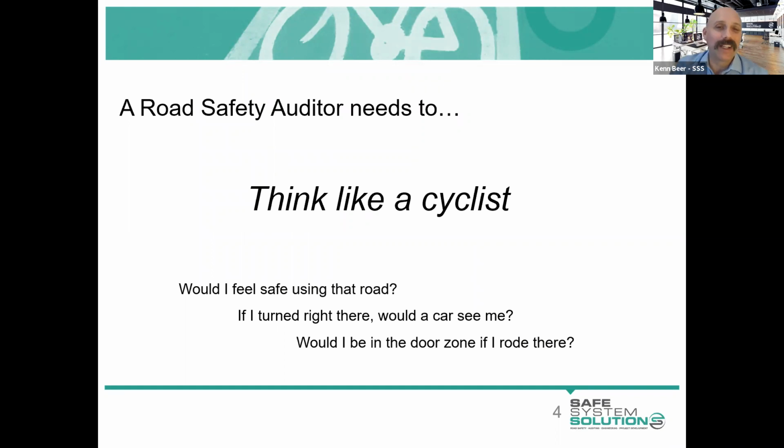So a road safety auditor really, I suppose, needs to think like a cyclist. How is a cyclist going to use this new facility or this existing facility? Would you feel safe riding that? If you turned, would drivers be able to see? Am I going to be riding in dooring zones and these sorts of things? So you want to put yourself in the saddle. As we talked about with pedestrians and other vehicles, you want to imagine yourself cycling all the different routes, making a right-hand turn, a left-hand turn, going straight, and trying to capture all of those to understand where the risks may present themselves.